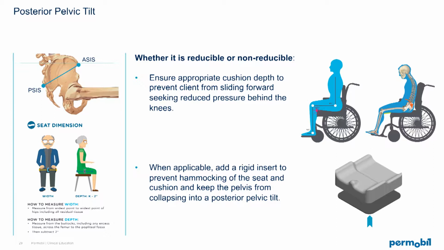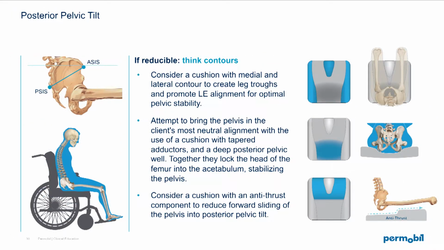As well, another big issue is that a lot of times we're placing our residents on hammocking seat slings, and the cushion starts to bend or become deformed, and it's not doing what it's meant to do, and so the pelvis will collapse into a posterior pelvic tilt. So definitely, the use of a rigid, hard insert underneath of the cushion between the hammocking seat sling and the cushion will help to really create a more stable surface to prevent that pelvis from collapsing into a posterior pelvic tilt.